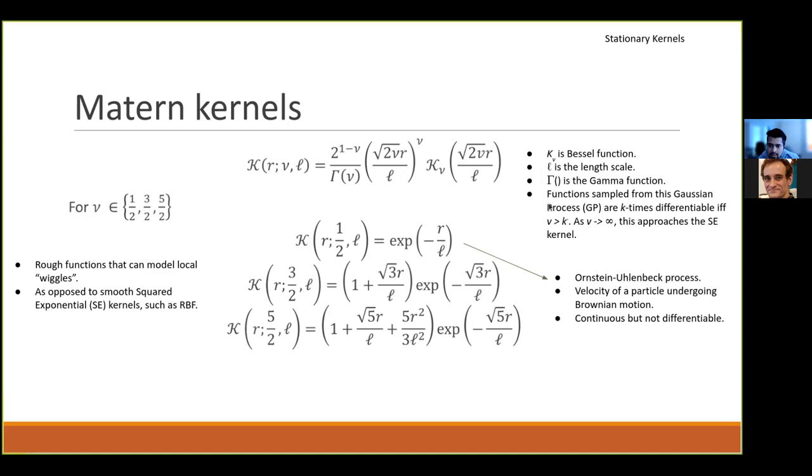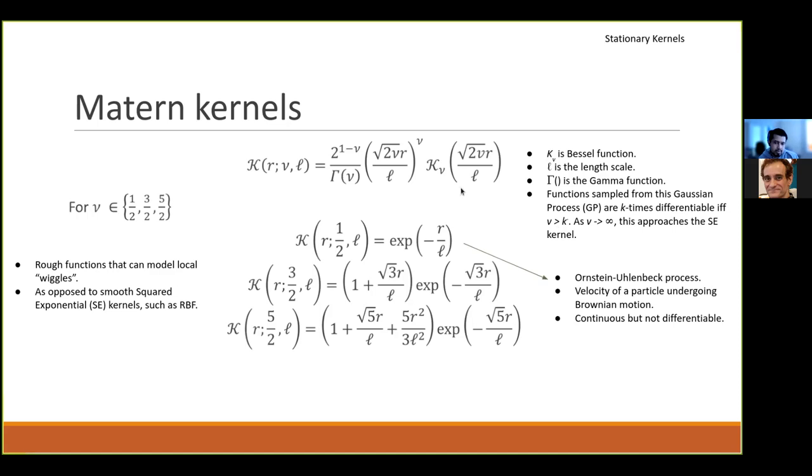Okay. And functions sampled from this Gaussian process are k times differentiable if v is greater than k, where k is something we are predefining. And if v goes to infinity, then this approaches the SE kernel.